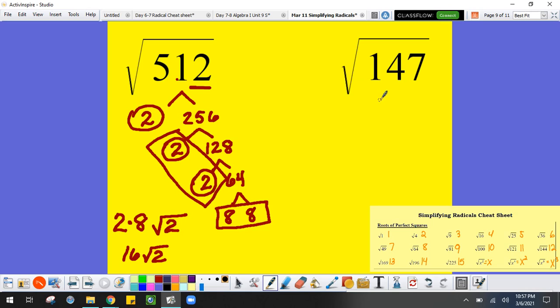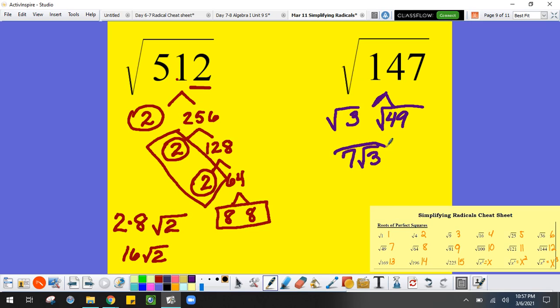So I'm going to do 3 times 49. But when I'm writing down the 49, I remember that is in my radical chart. It's right here. The square root of 49 is 7. It's already in something that I know. So I'm going to do this the square root way. I'm going to say the square root of 49 is 7, and radical 3 is left on its own.